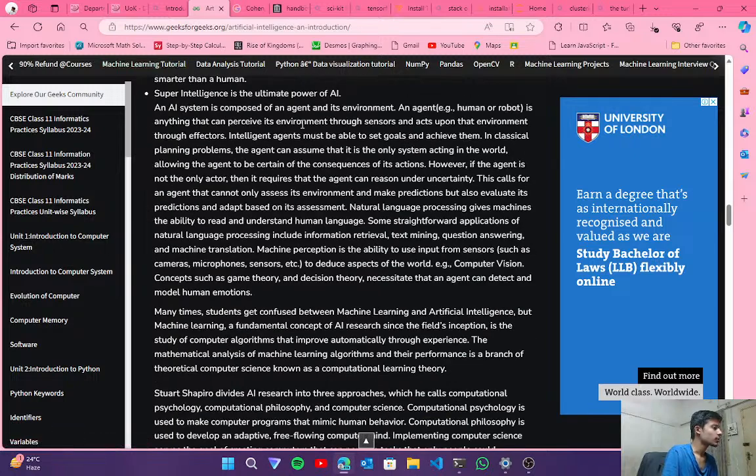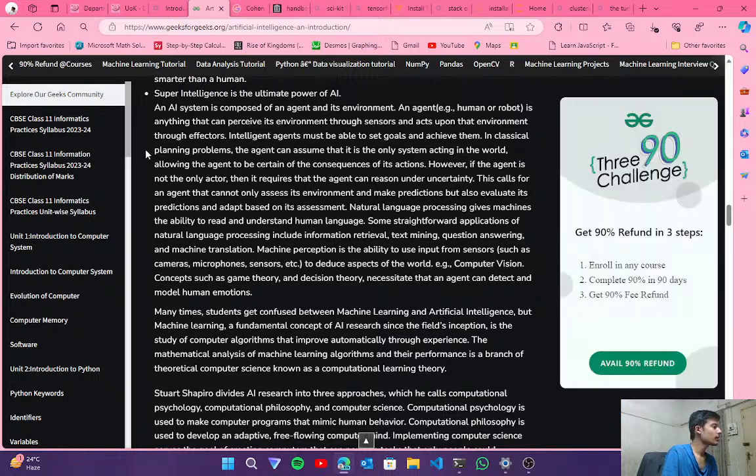An AI system is composed of an agent and its environment. An agent, for example a human or robot, is anything that can perceive its environment through sensors and act upon that environment through actuators. Intelligent agents must be able to set goals and achieve them.